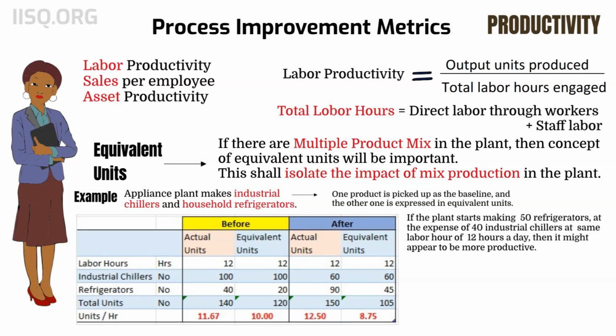Without this equivalence, it would be difficult to understand how the production trend is. If the plant starts making 50 refrigerators, at the expense of 40 industrial chillers, at the same labor hour of 12 hours a day, then it might appear to be more productive. If compared on equivalent units, it decreased from 10.00 to 8.75. So, productivity measured by actual units can go up while productivity based on equivalent units can go down. Equivalent units give a more accurate measurement of productivity improvement efforts.